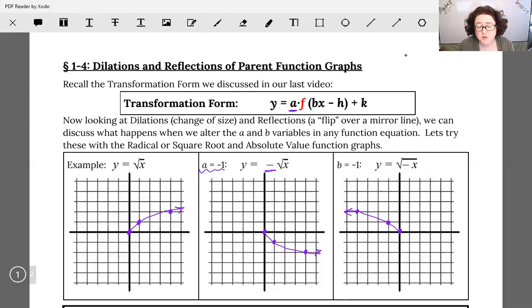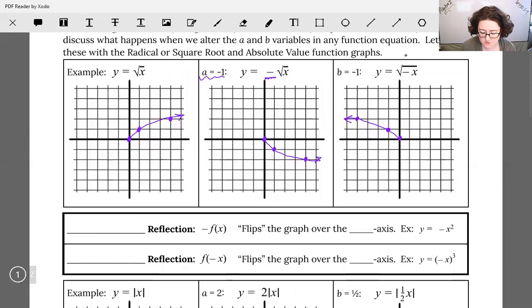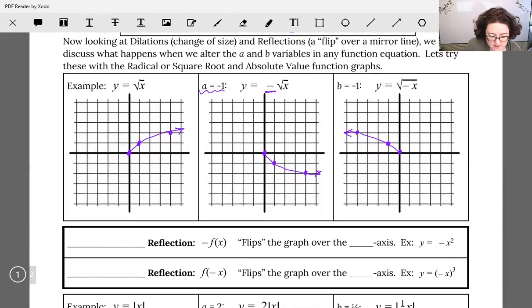So to combine these ideas together, to summarize, if we're looking at a vertical reflection, the first one that we did, then we're basically flipping over the x-axis, and we're changing that a value. So any number out front, if it's negative, it is going to flip up to down or down to up, wherever you started on your parent function.